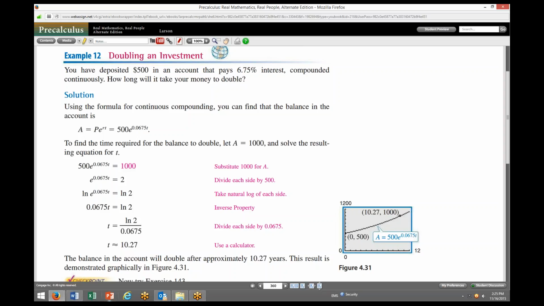So a little point to be made right here too. This is an easy mistake to make. This natural log of 2 divided by 0.0675 is not the same as the natural log of 2 divided by 0.0675. So it's not the natural log of these two numbers divided one into the other. No, it's the natural log of 2 all by itself. Get that number, whatever it is, and then divide that number by 0.0675. Okay, just a point of caution there at the end.